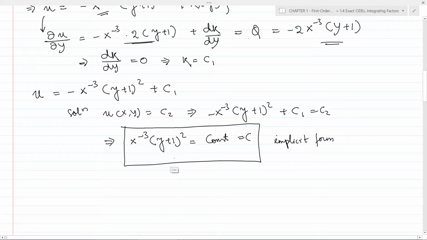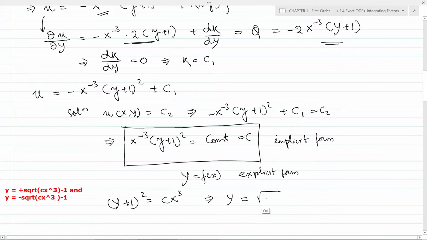You can of course rearrange this equation and write this as y equal to f of x to express it in explicit form. Let us do that for this example. We can write (y plus 1) whole square equal to c x to the power 3, which implies y equal to square root of c x to the power 3 minus 1, or this can be written as square root of c x to the power 3 by 2 minus 1.